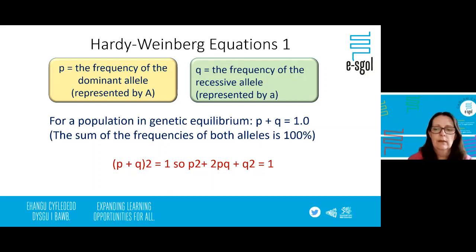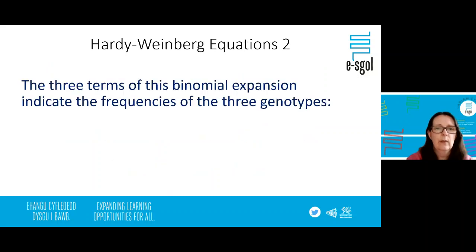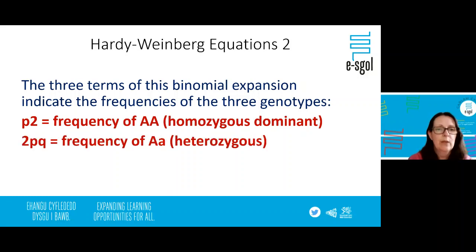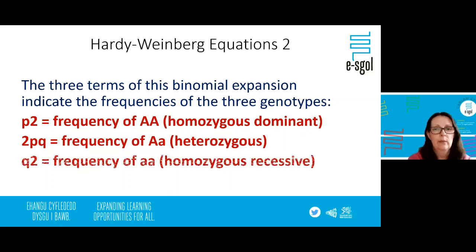And what we need to think about then is the frequency of the three genotypes from this. So p squared would be the frequency of homozygous dominant, which would be two capital letters. 2pq is the frequency of big A, little a, or heterozygous within a population. And then q squared is the frequency of two small a's, homozygous recessive.